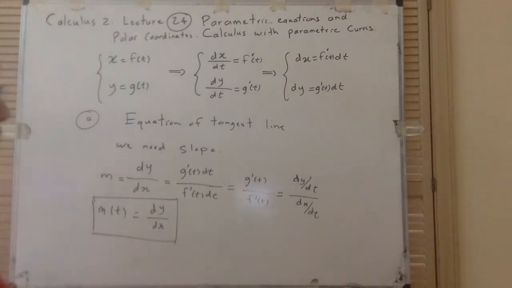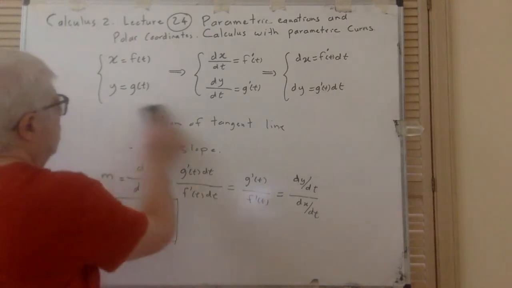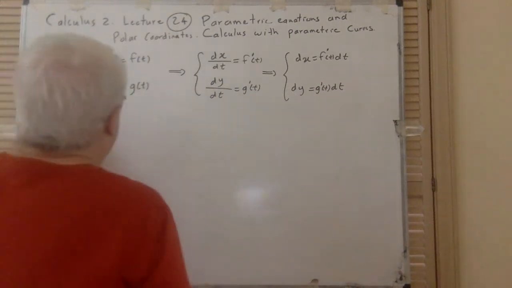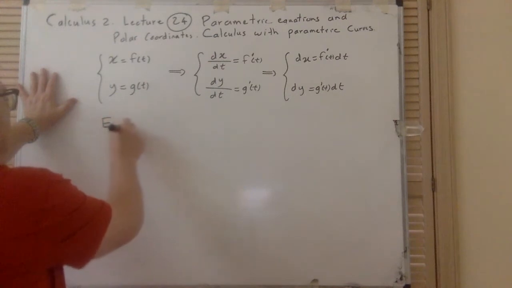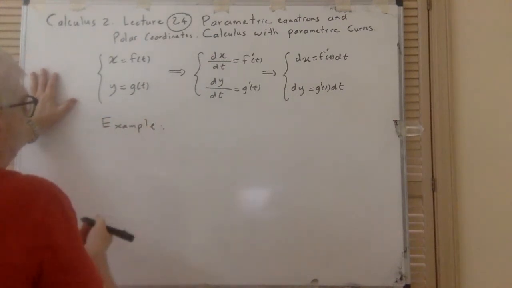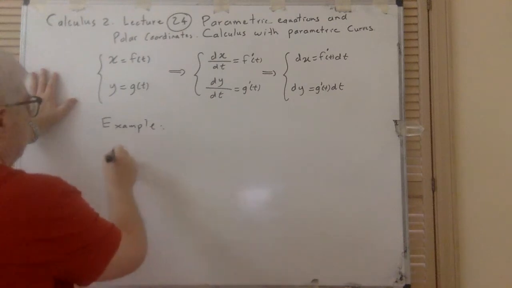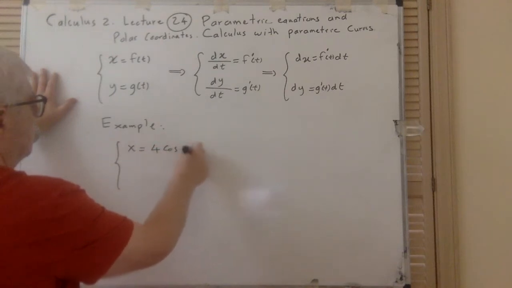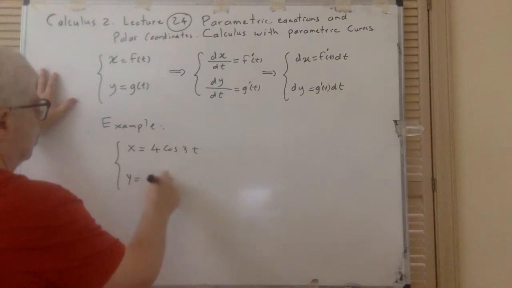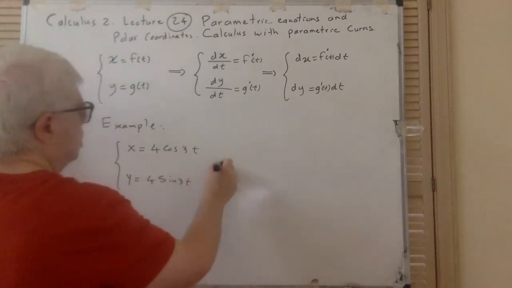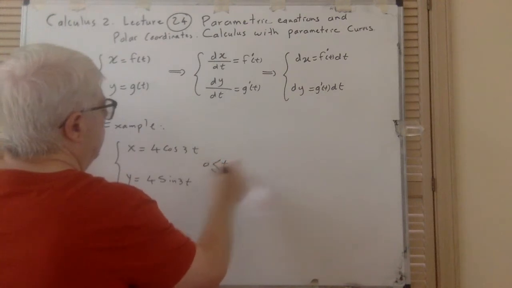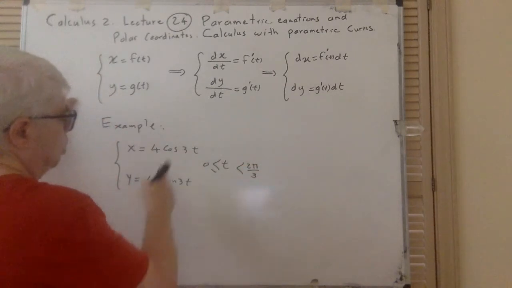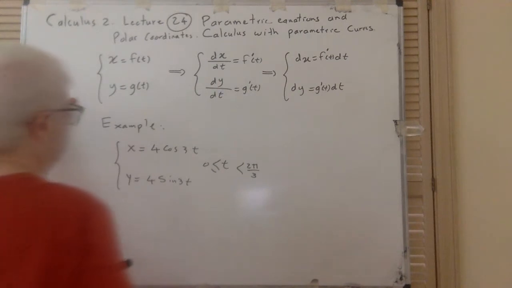Okay, so let me give you an example of this. What I mean by slope as a function of time. So, example. Let's say x is cosine 3t, the one that we had here, and y is 4 sine 3t. And let's say t is between 0 and 2 pi over 3, because I need one revolution. When I multiply by 3, I will get 2 pi. Okay, so that's one revolution.